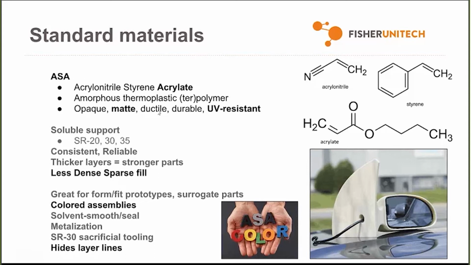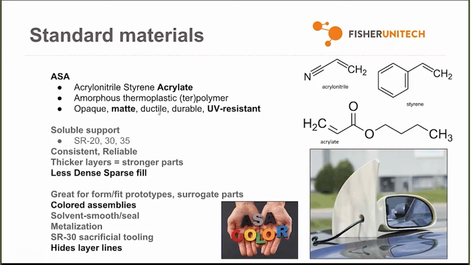Now, ABS has, as part of its properties, the ability to bridge gaps a little bit better. And so that means that when you're building with a low density infill using ASA, by default, those air gaps between rasters will be wider. In other words, there's less material inside your part, more air, and that's just a byproduct of how well ASA is able to bridge gaps.